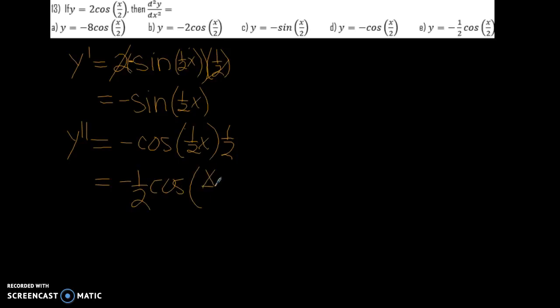Negative sine is negative cosine of 1/2 x times the derivative of the inside, 1/2. So we have negative 1/2 cosine of x over 2. Either way you write it is okay. And here's our answer.